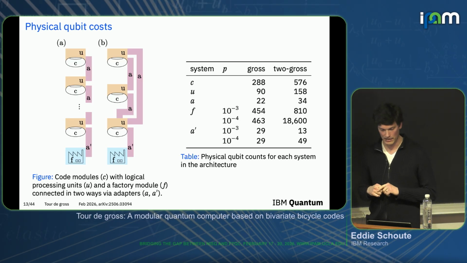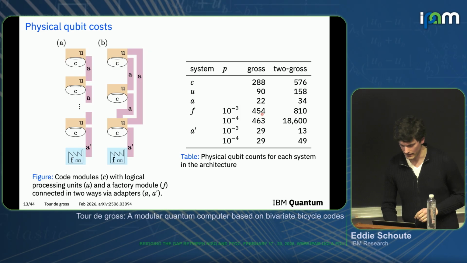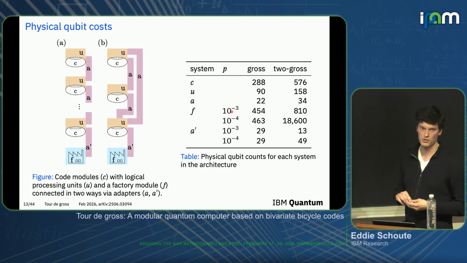So the actual qubit counts are maybe slightly less important. I mean, the order of magnitude is important here. We see that the order of magnitude for the LPU is slightly less than the code system itself. The adapters are relatively insignificant in qubit counts. And then the factory module, the size of this depends on what the physical error rate of your system is and the targeted logical error rate of your T states.